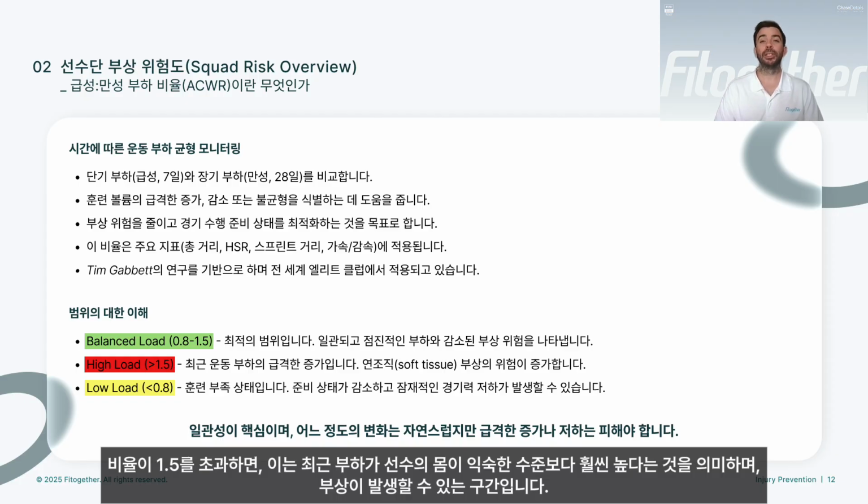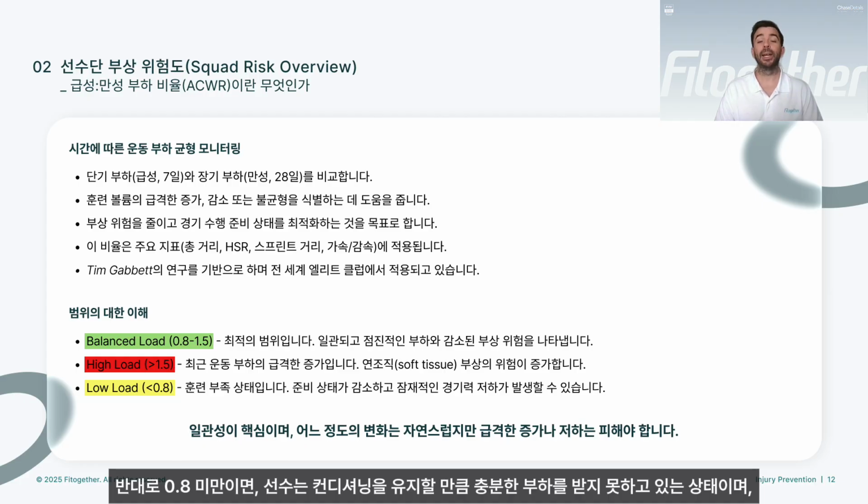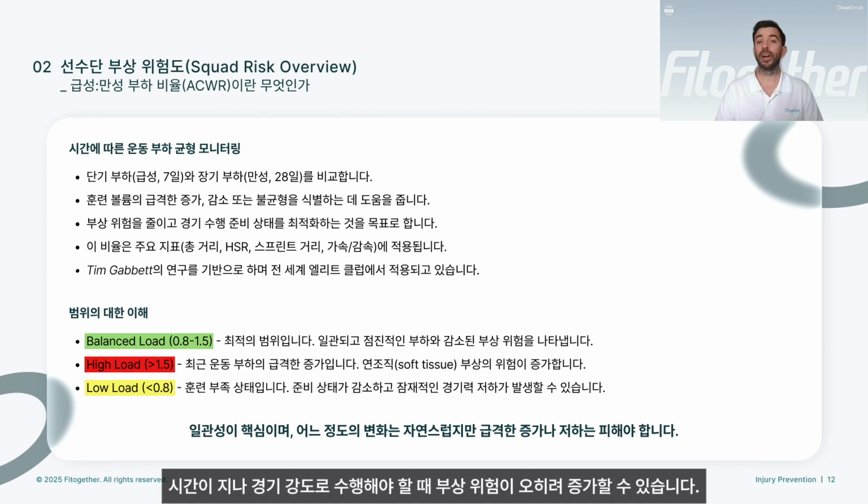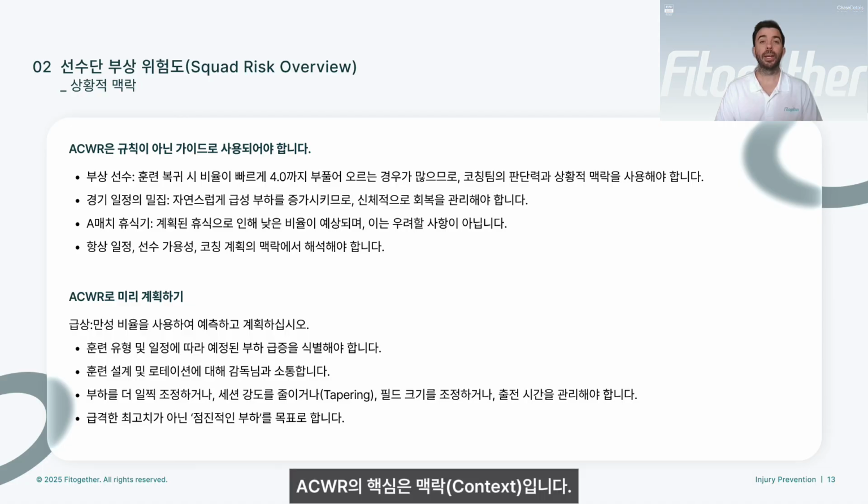That's where injuries often happen. On the other hand, if it falls below 0.8, it means the player isn't being exposed to enough load to maintain conditioning. Over time, that can actually increase their injury risk once they're asked to perform at match intensity. The key with AC ratios is context. They're a really useful guide, but they're not gospel.